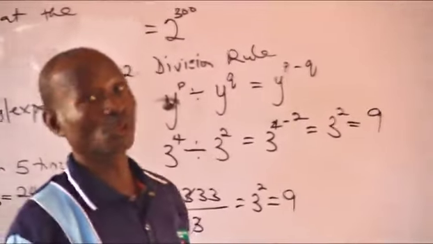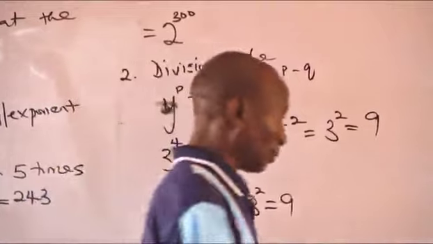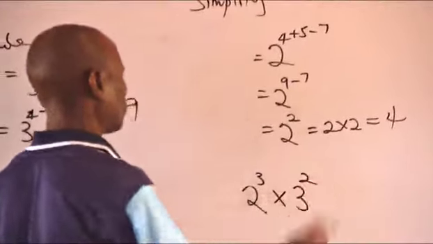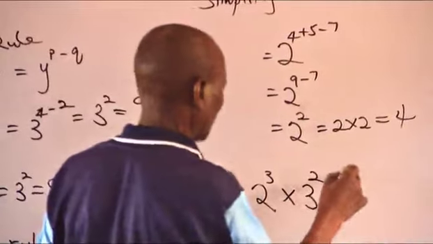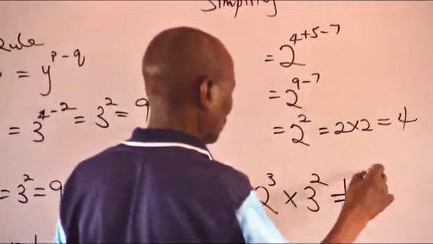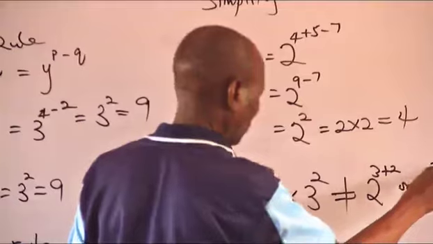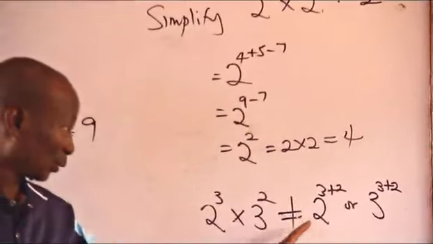I want to emphasize this, that the rule will not hold if the base numbers are not the same. For example, if I have 2 raised to power 3 times 3 raised to power 2, the rule will not work here. It will not be equal to 2 raised to power 3 plus 2 or 3 raised to power 3 plus 2. What I'm saying is not equal to that.